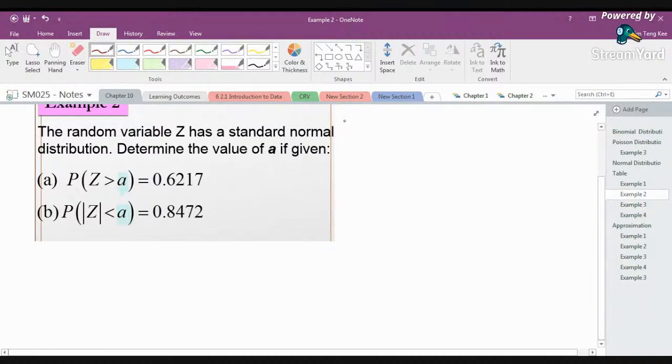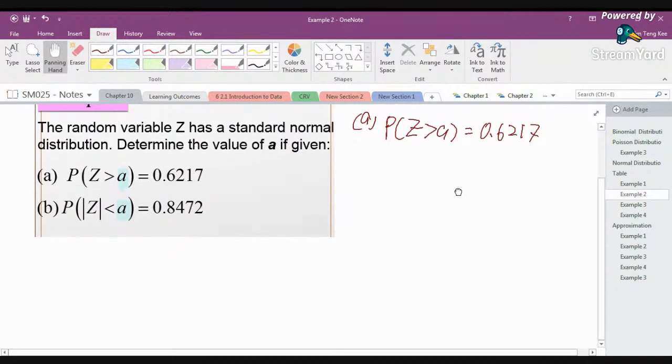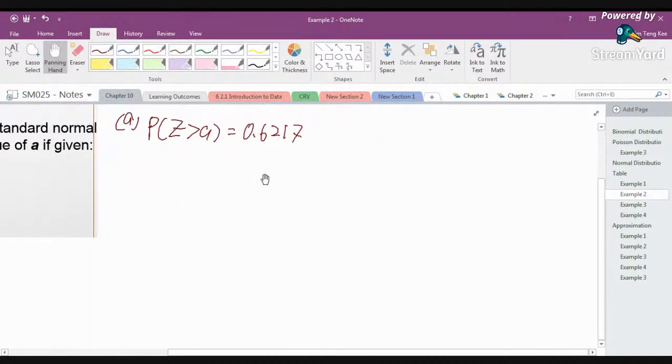So start from part A. I have P(Z > A) = 0.6217. And before I try to refer to the table, I noticed that it is not possible to get the answer directly from the table because although I have greater than, the probability value is more than 0.5. So I need to make some adjustment in order to apply the table.